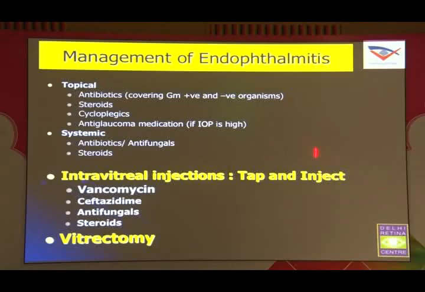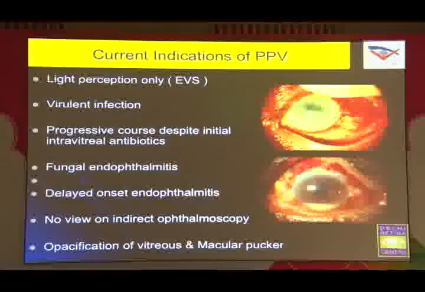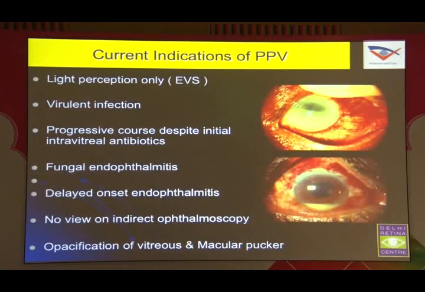And I think all this has been discussed: the use of topical antibiotics, steroids, cycloplegics, anti-glaucoma medications, systemic antibiotics, intravitreal injections, and lastly we come to vitrectomy. The indication for vitrectomy is when the vision has deteriorated to light perception only. But if the vision is better than light perception and the patient is diabetic, then again vitrectomy is indicated.